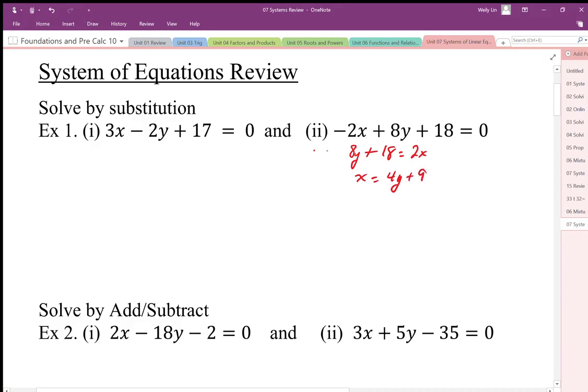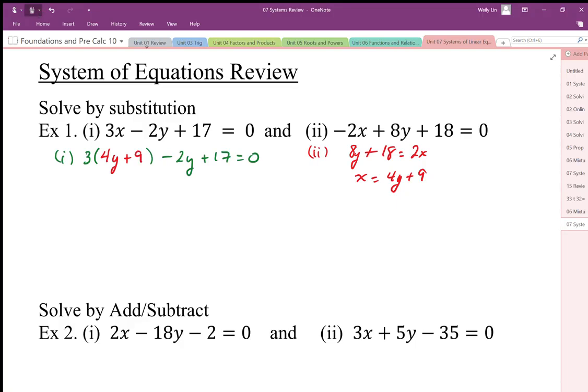So I'm going to take equation 2. And I have to remember that I can't substitute back into equation 2. I have to substitute into equation 1. So as I substitute for y in equation 1, I end up with 3x. So I'm going to substitute for x. So I'm going to end up with 3 times 4y plus 9 minus 2y plus 17, and that's equal to 0. So replacing that x with an equivalent 4y plus 9.